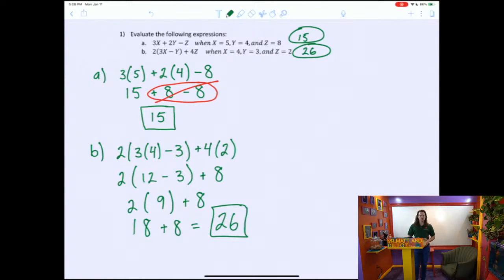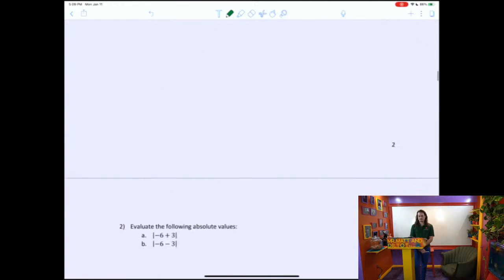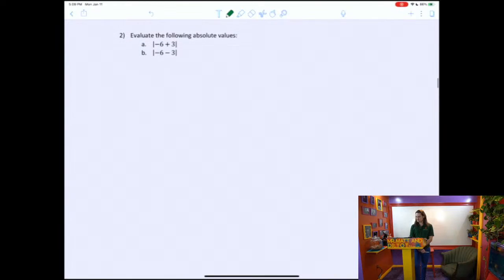If you have any questions, then please let me know. Otherwise, let's look at question number 2. So 2 is asking us to evaluate the absolute values. 2a is asking for the absolute value of negative 6 plus 3. And 2b is asking for the absolute value of negative 6 minus 3. I'll give you 3 minutes, and I'll start to solve after 1.